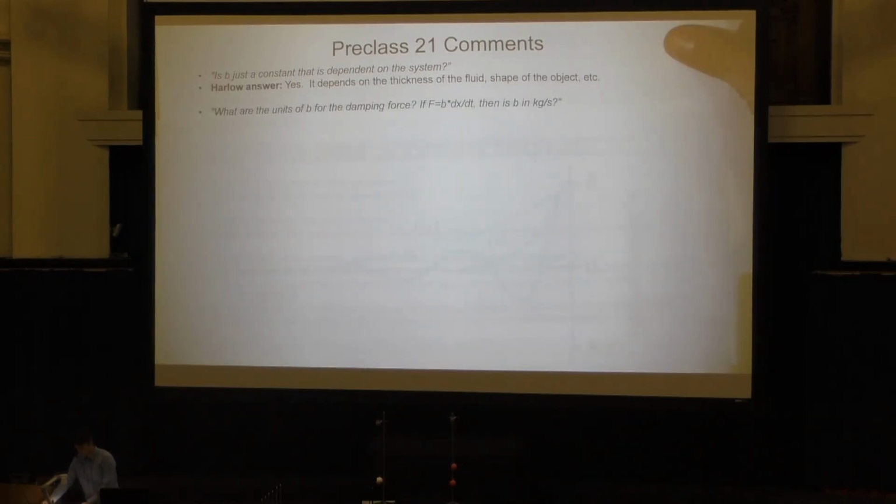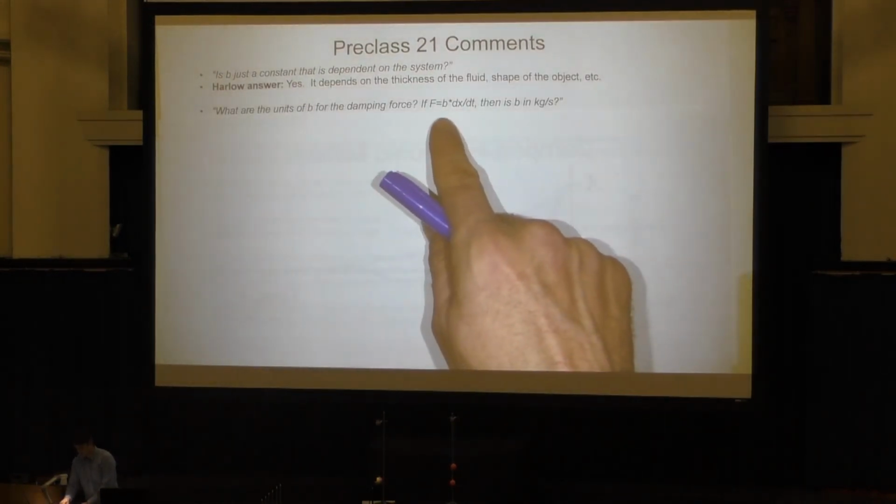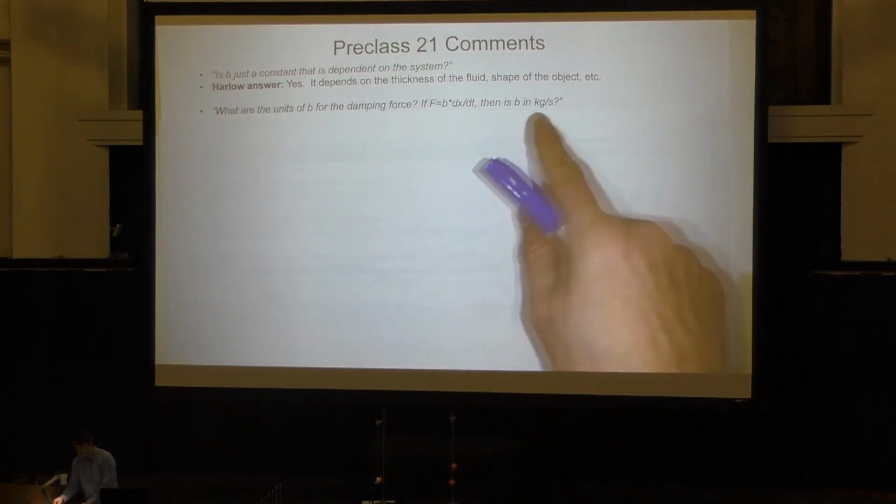What are the units of B for the damping force? If F equals B times V, then is B kilograms per second?